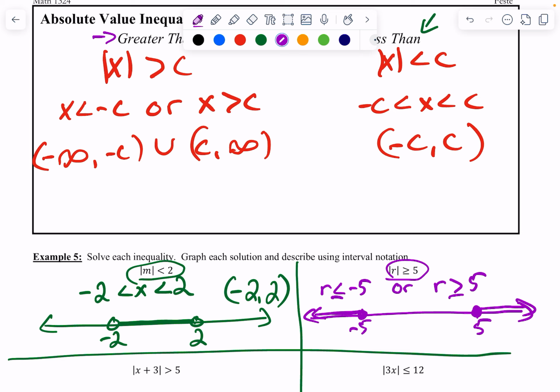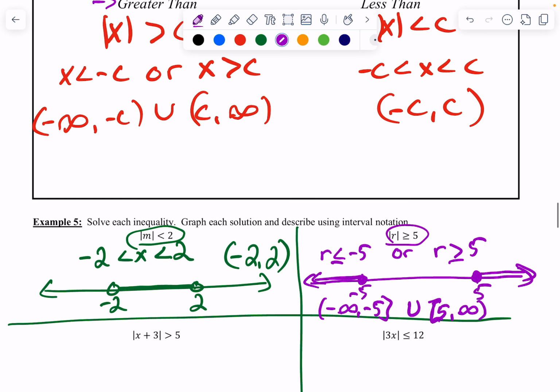Our interval notation, we start from the left, parentheses, -infinity to -5, bracket, and then or, which is the union symbol. Again, 5 is included, and to infinity, parentheses, close it. So this interval notation tells us that the numbers between -5 and 5 are not included. They're taken out of it.